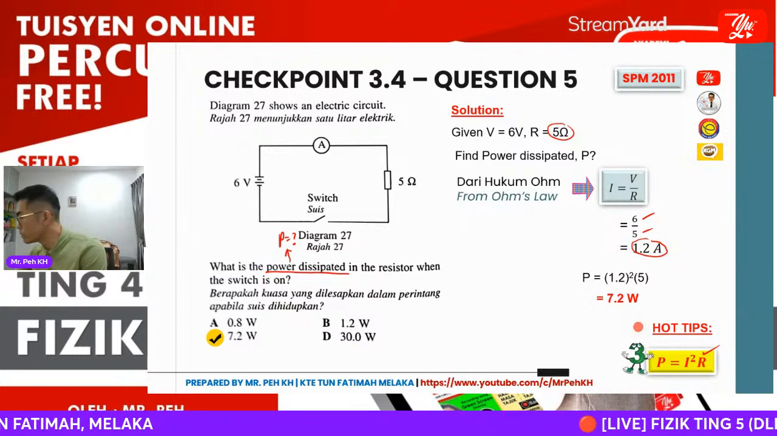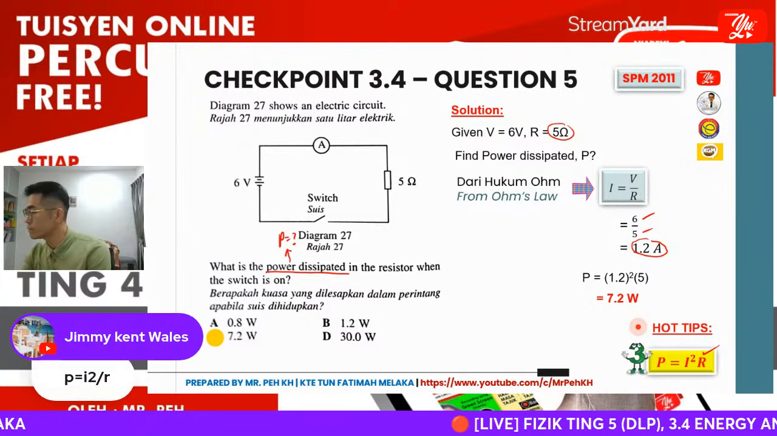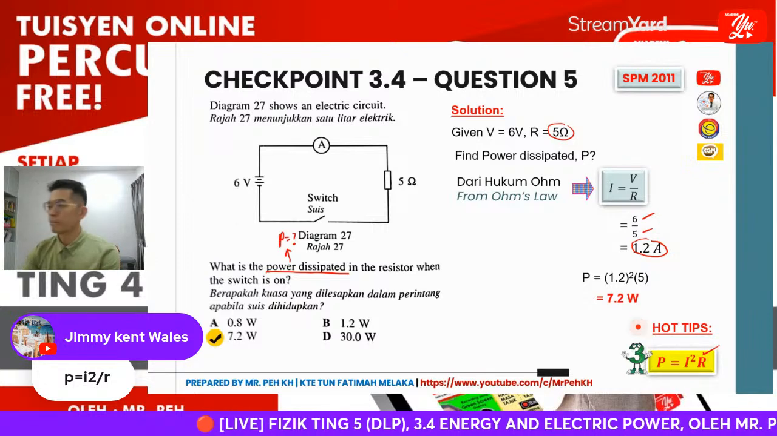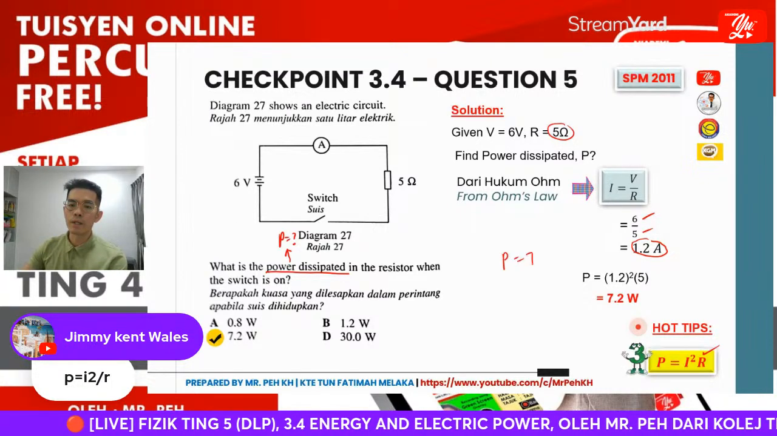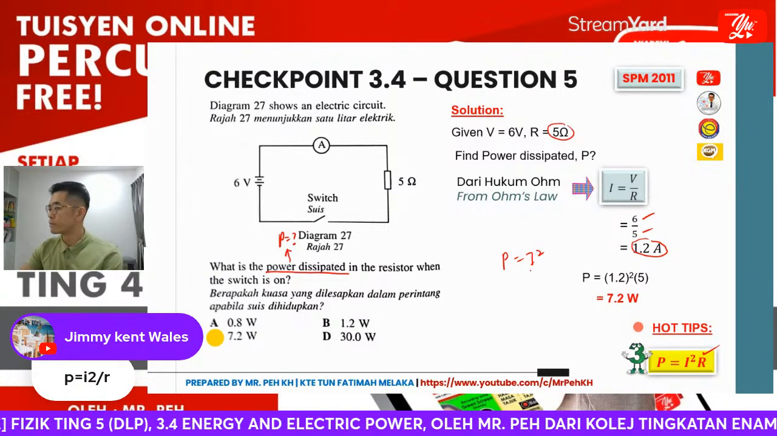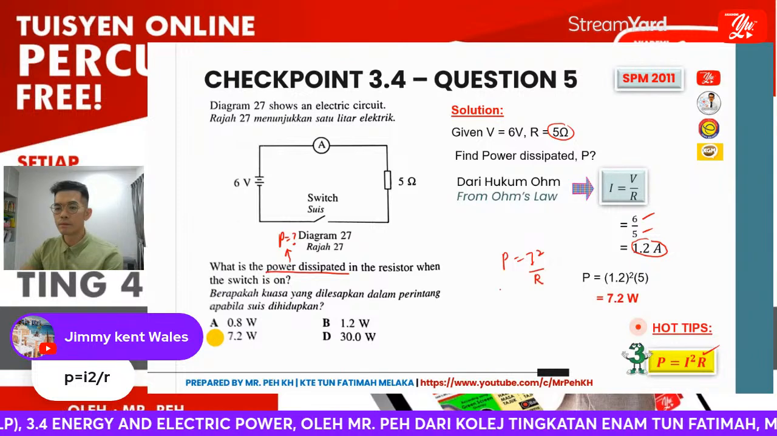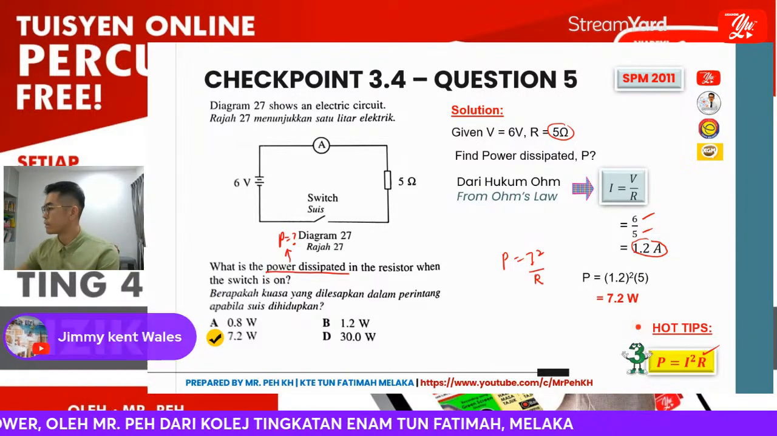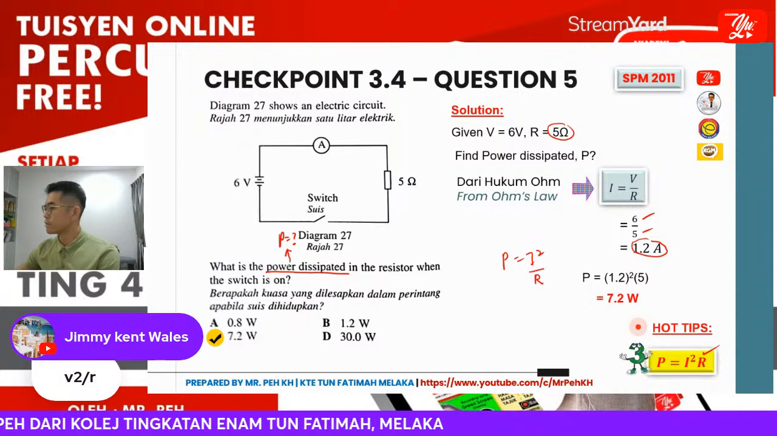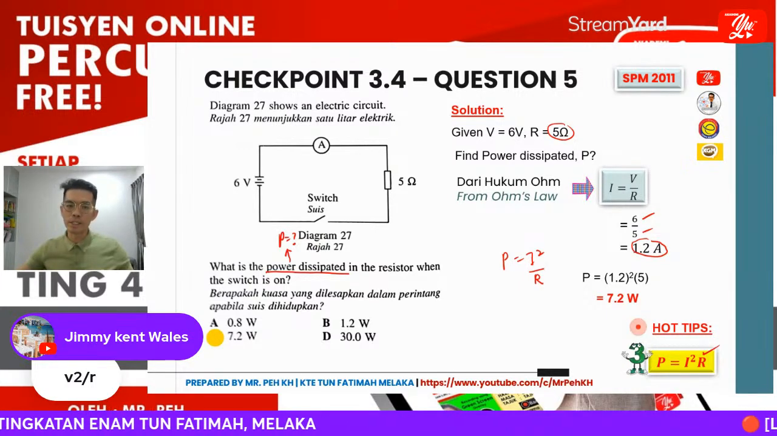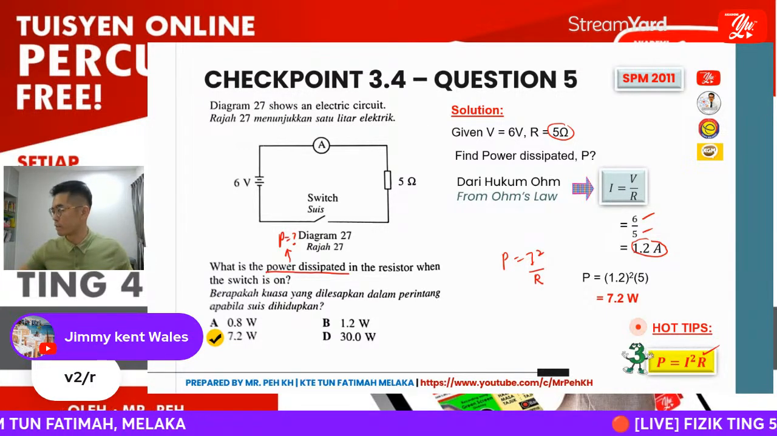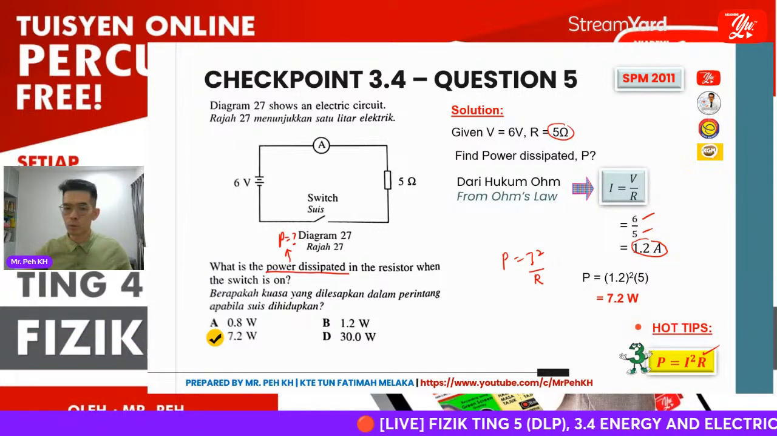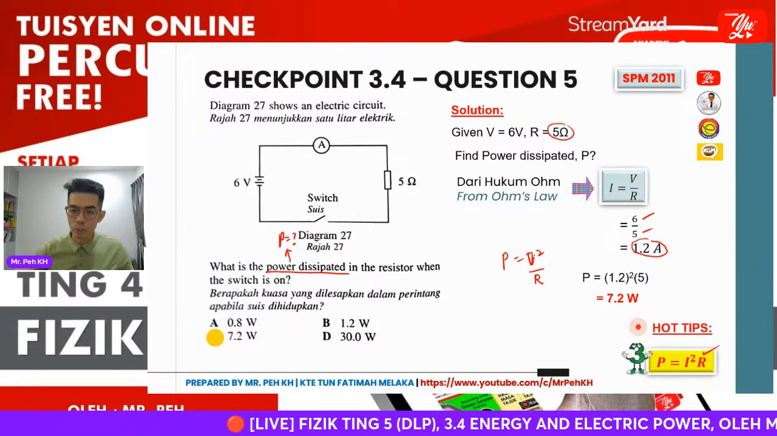Okay, so Jimmy, your equation P equal to I squared over R should be... okay, you can use another formula. Yes, V squared over R is correct. Okay, so V squared over R can be used also. So how we get the formula just now, we also try together.